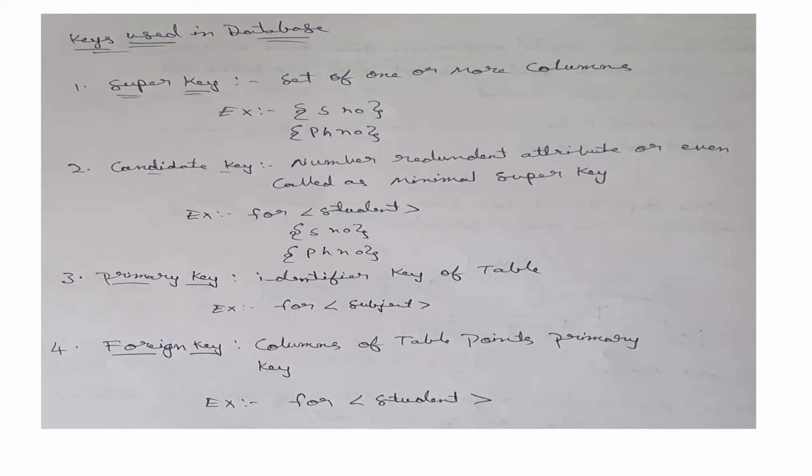Please check it. Coming to the third one, primary key, the identifier, the key of a table. Example is given under a subject. This is an example for primary key. Coming to the fourth one, foreign key, a column of a table that points to a primary key. Example is given below. Please check it.